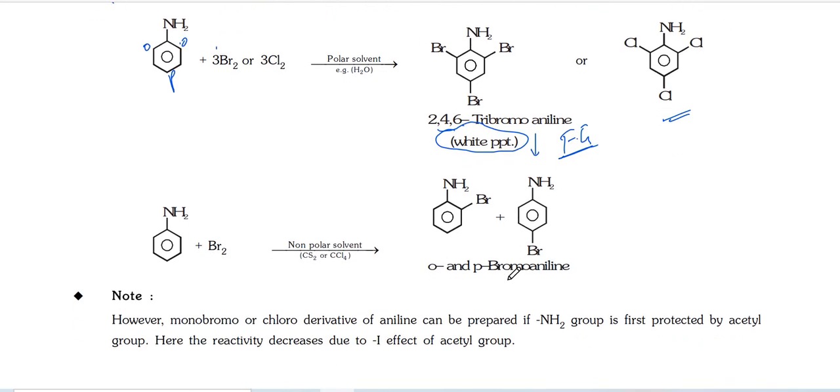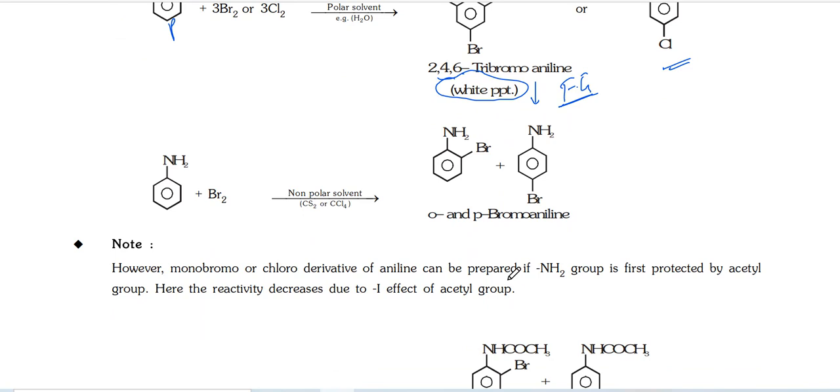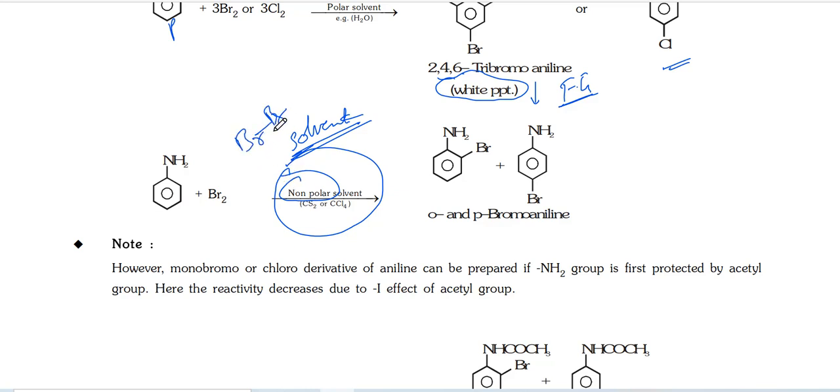Suppose you want only one bromine, monobromination, what should you do? Then you have to change the solvent. Which solvent do you have to take? A non-polar solvent. Then the decomposition of bromine becomes less. Br plus and Br minus form in less amount. In an ionic polar solvent, it can easily separate into Br plus and Br minus. Maximum Br plus is there, that's why there is maximum attack.